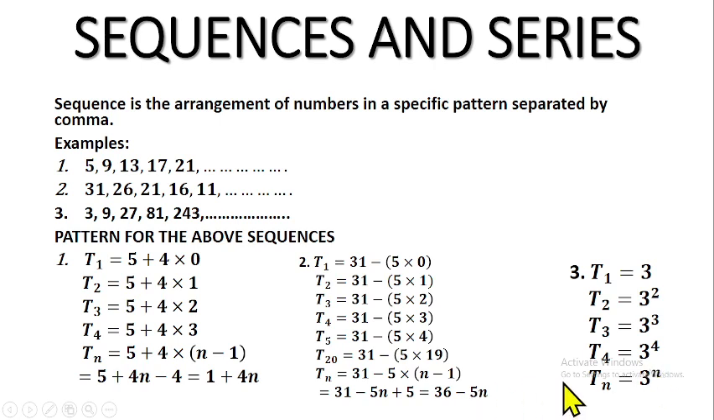If I'm looking for the 20th term, that will be 3 raised to power 20, or whatever term you give me. So whatever you are having here is the pattern for the above sequences. How do they get this sequence? What we are showing you here is that a sequence must follow a specific pattern. Are we there? A sequence must follow a specific pattern separated by comma before you can call it a sequence. You cannot just arrange numbers anyhow, separate them by comma and call it a sequence. No. The arrangement of the numbers must follow a particular pattern and be separated by comma before you can call it a sequence. I hope I'm clear.